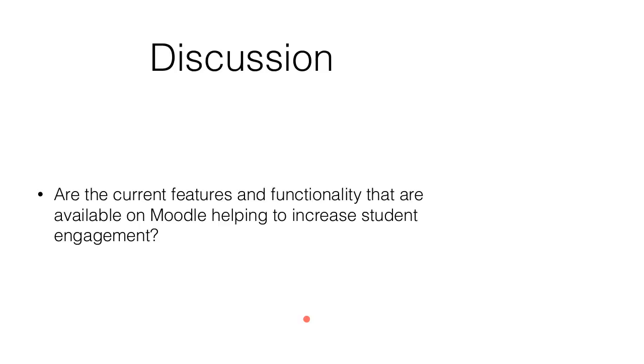So, do you think the current features and functionality, we're talking about any version that you are currently using, I don't care if it's 2.6, 2.7, or 2.8, or even the latest, the 2.9 version, is helping to increase student engagement? What exactly? Can you specify 1 or 2 features or functionality that you think really help to increase student engagement so far?